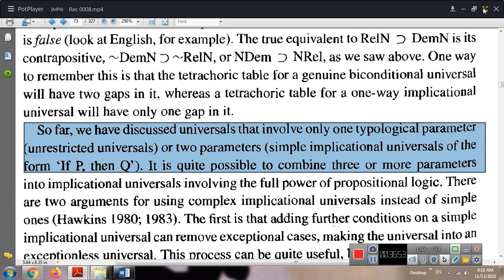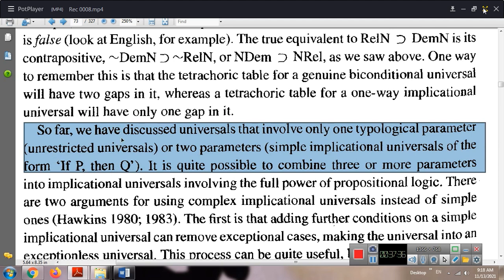So far we have discussed universals that involve only one typological parameter. If we have just one typological parameter, for example, vowel, all of the languages have vowels, all of the languages have consonants. Here we have just one typological parameter, therefore it is an unrestricted universal. But if in a universal we have two parameters, we have a simple implicational universal of the form if P then Q.